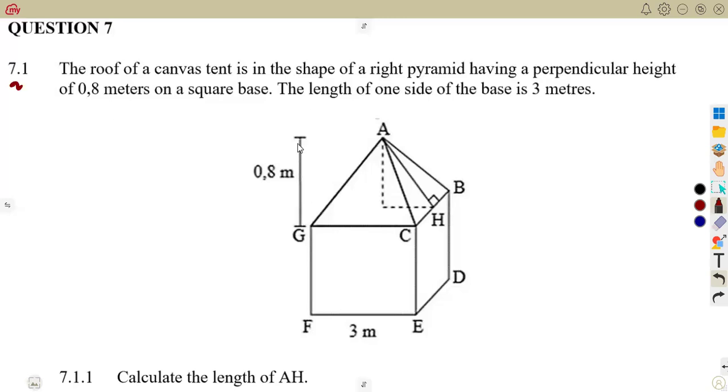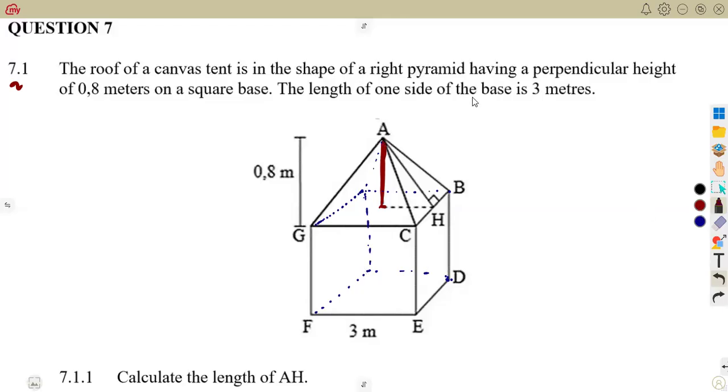The perpendicular height, this is the indication that we are given, 0.8 meters, on a square base, meaning to say this here lies on a square, as we consider from that point going to the point at B, like that. It is on a square. The base that is on the ground is a square. Considering whatever you're going to have on this other side, this is a square. That is the presentation that you're given. So we have a square.